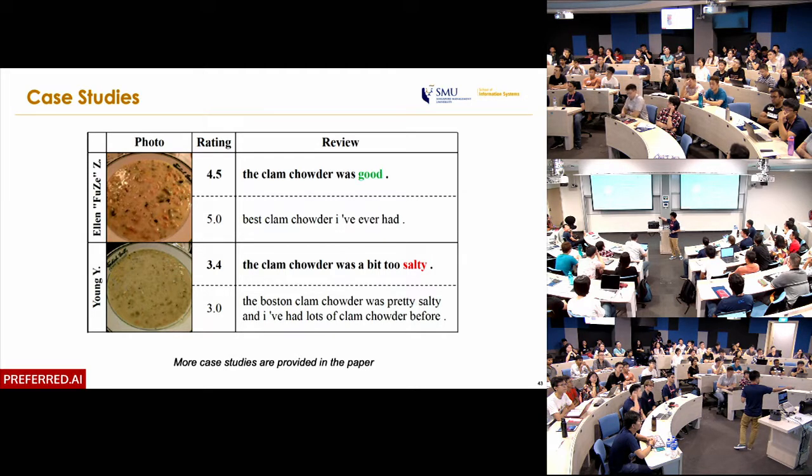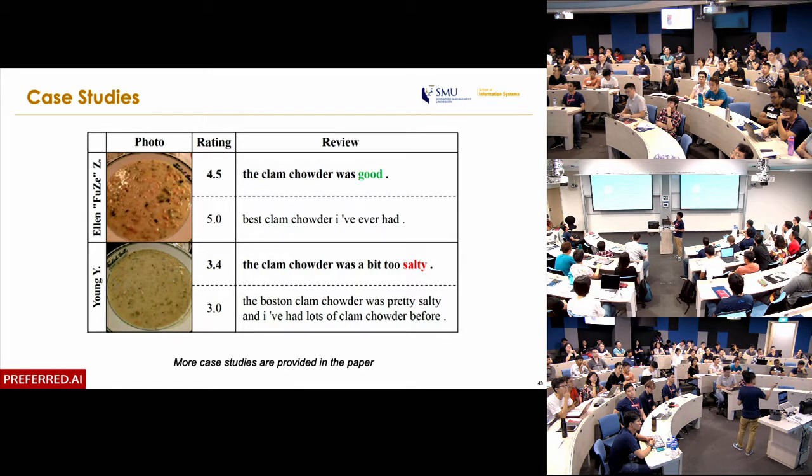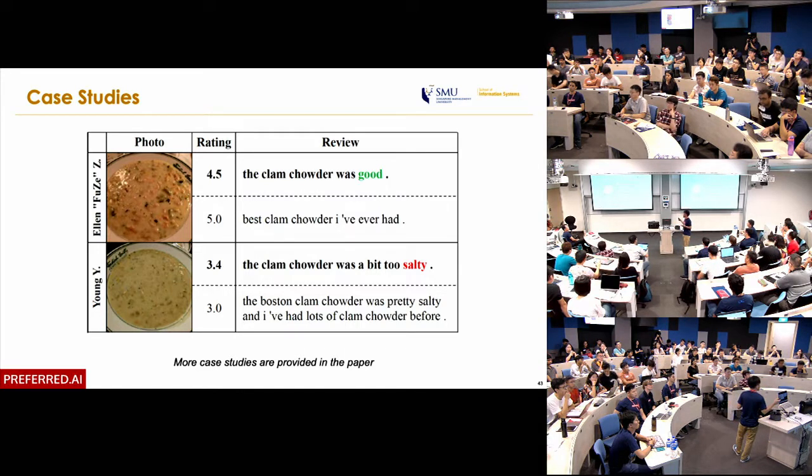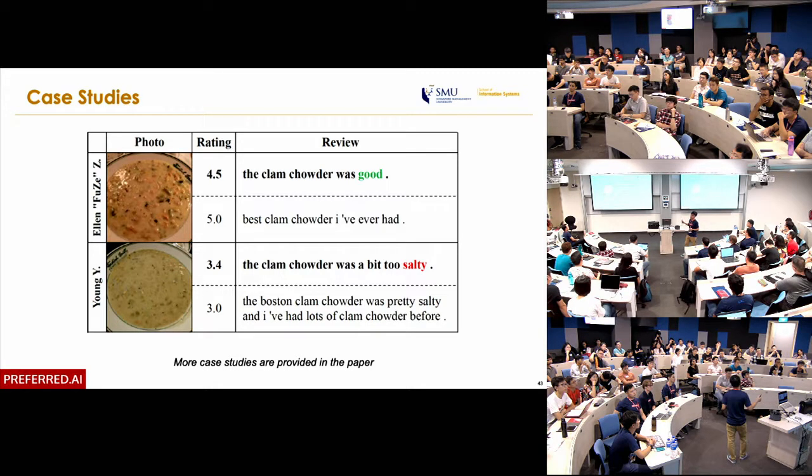And here are the texts that they gave to the dish. The bold texts are the texts that the model generates. In this case, the model knows what the image is about. It's about a clam chowder, and it generates a text about clam chowder, and it has the sentiment signal from the rating. So it knows this should be a positive text, and it writes the clam chowder was good. In this case, it says the clam chowder was a little bit too salty to express the sentiment. And actually in the ground truth data, the real user also says that this is salty.